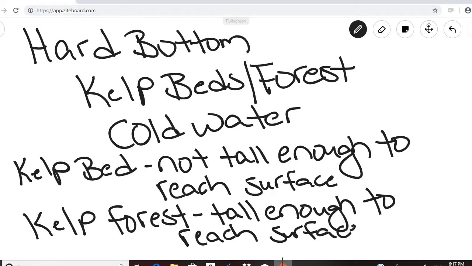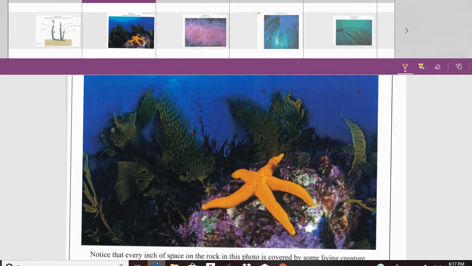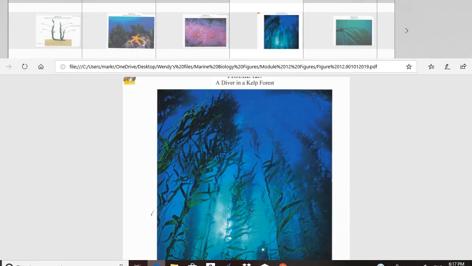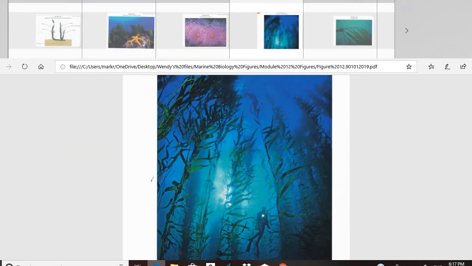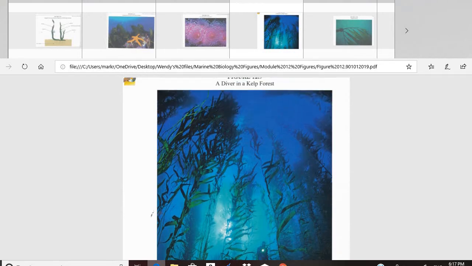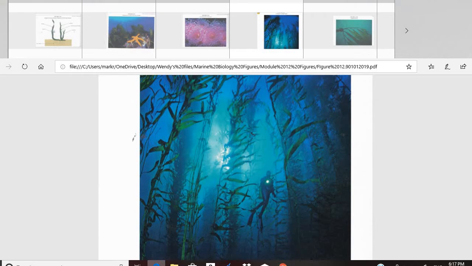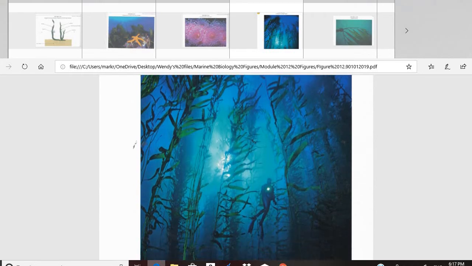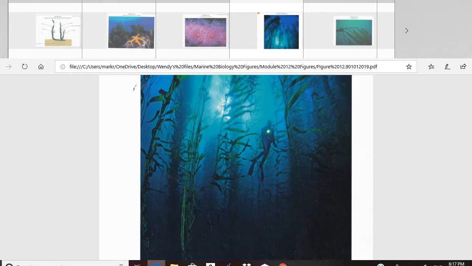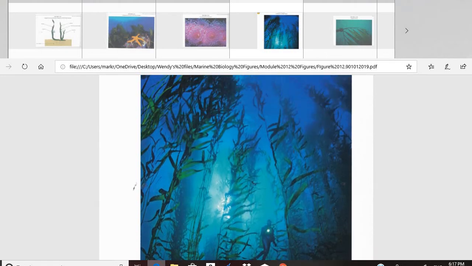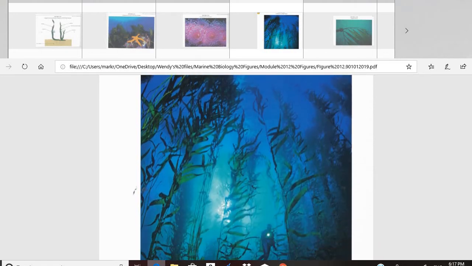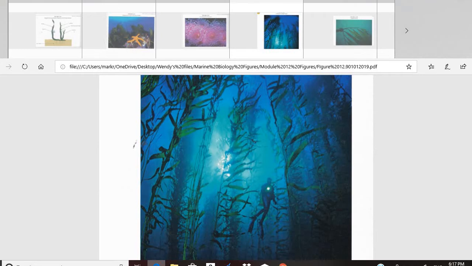So I'm going to show you a picture of a kelp forest. It's this one. Here is a scuba diver diving among these kelp forests. So this is a forest, so the plants do grow tall enough to reach the surface.